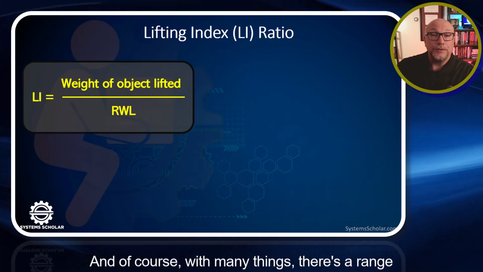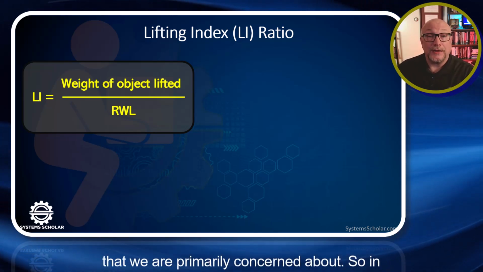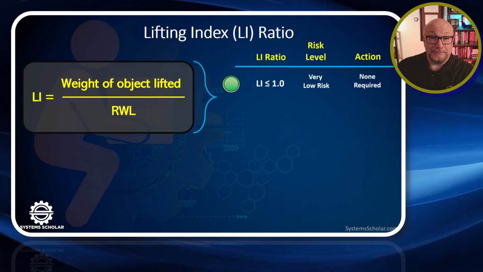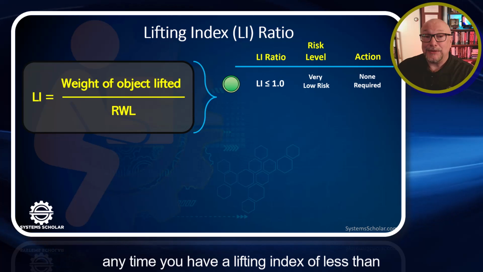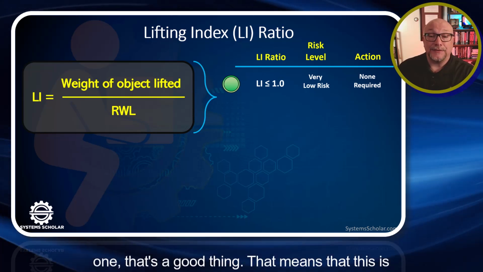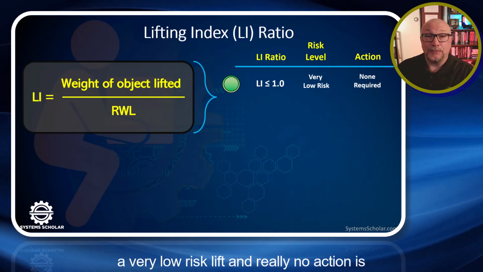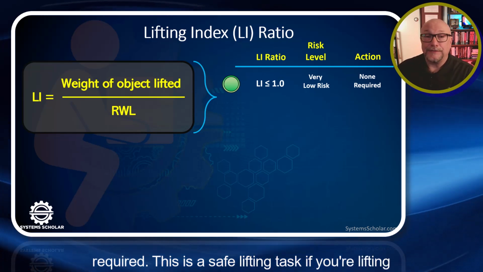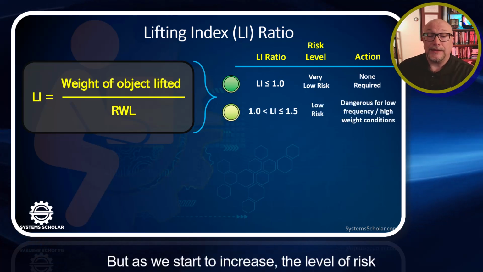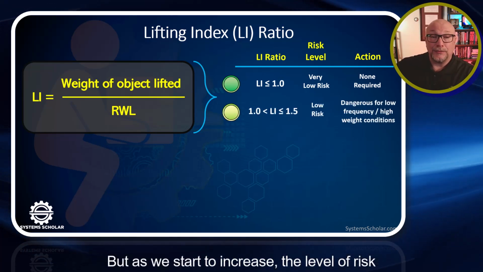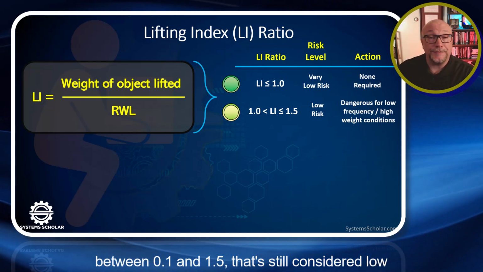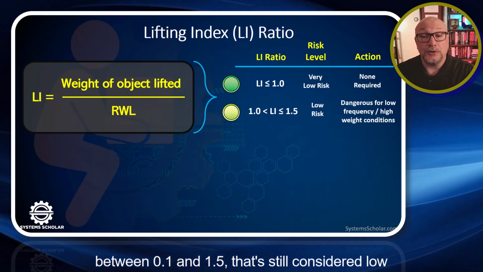And of course, with many things, there's a range that we are primarily concerned about. So in general, anytime you have a lifting index of less than 1, that's a good thing. That means that this is a very low risk lift and really no action is required. This is a safe lifting task if your lifting index is less than 1. But as we start to increase, the level of risk begins to rise. So if your lifting index is between 1 and 1.5, that's still considered low risk.